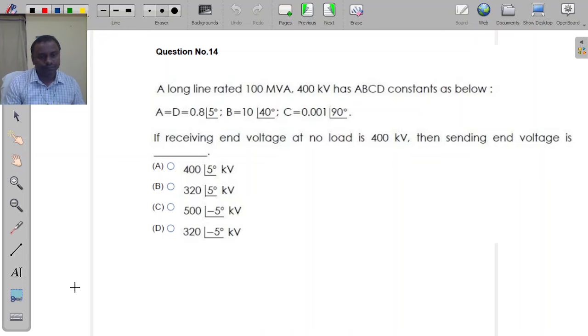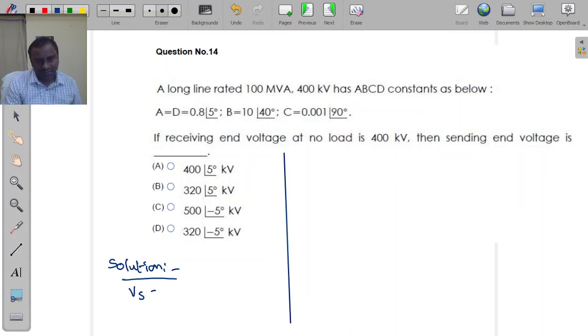So, solution. What are the transmission line equations? ABCD parameter equations: sending end voltage VS equals A into VR plus B into IR. Similarly, sending end current is C into VR plus D into IR.